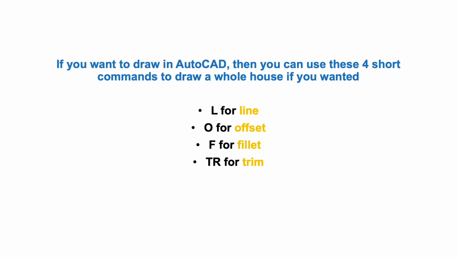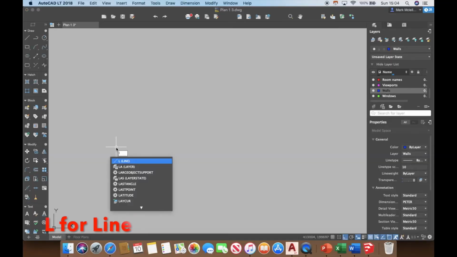So the 4 commands we are going to learn include the AutoCAD short commands: L for line, O for offset, F for fillet and TR for trim. So the first one that we're going to do is L for line.